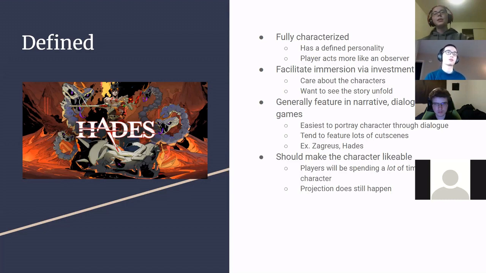Another thing to keep in mind is that even with defined characters, projection will still happen, just to a slightly lesser degree than blank slate characters, simply because you are controlling their actions, you are playing out their story, even though you are kind of an observer. The player is like an active observer, so they do still have a role in the story, so projection will still happen, and you don't want people to be projecting onto someone that they don't like. That's not a very good experience for the players.